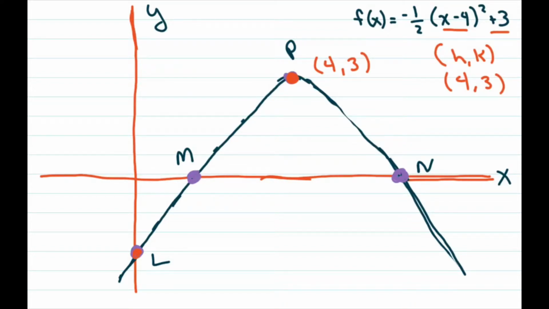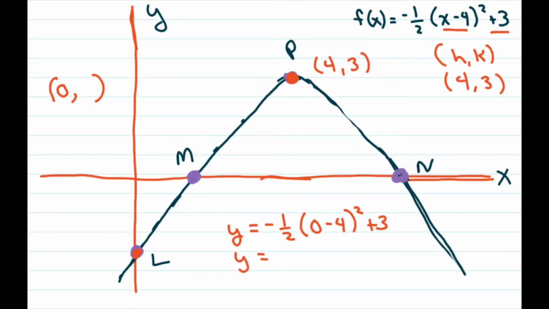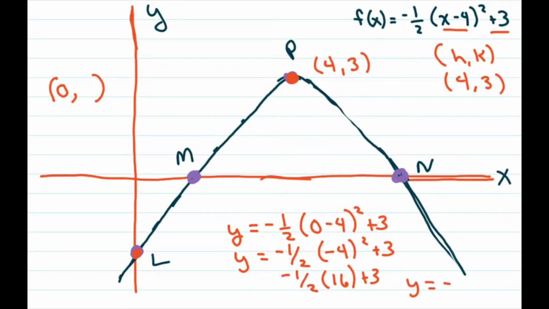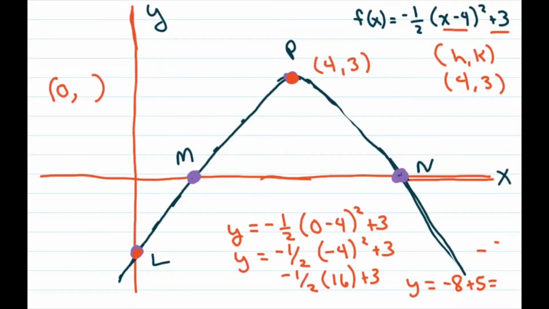Well, L is just the y-intercept. The y-intercept is when you let x be 0, and then you find your y. So that's what we're going to do. We're going to let x be 0. So I'll just put y for f of x equals negative 1/2 times 0 minus 4 squared plus 3. So we get y equals negative 1/2 times negative 4 squared plus 3. So that's going to be negative 1/2 times 16 plus 3. So that's negative 8. So y equals negative 8 plus 3, which equals negative 5.